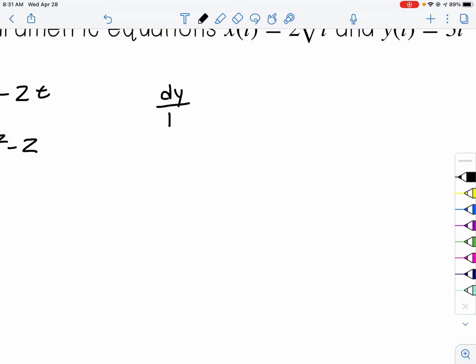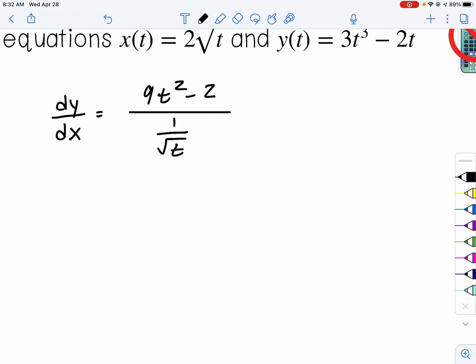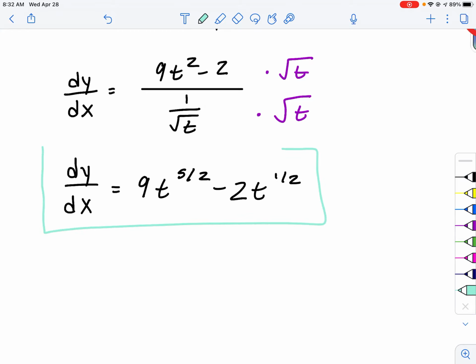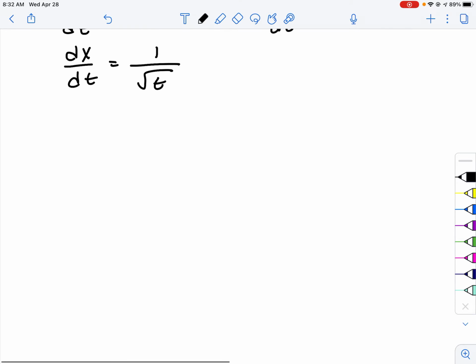So to find our first derivative, dy/dx, we're just going to divide those. We had dy/dt, which was 9t squared minus 2, over our x derivative, 1 over the square root of t. Now that seems a little messy, so let's rationalize this. Let's multiply top and bottom by the square root of t and get rid of that complex fraction. So dy/dx is going to equal 9t to the 5/2 minus 2t to the 1/2. We'll just make it fractional exponents to make our next derivative a little easier. So there's our first derivative.